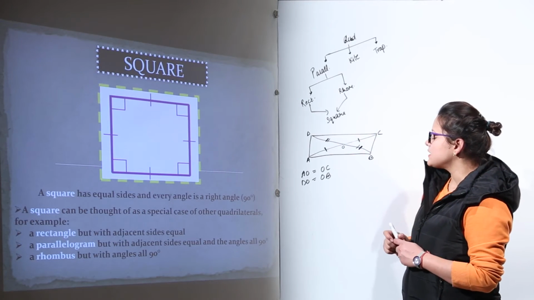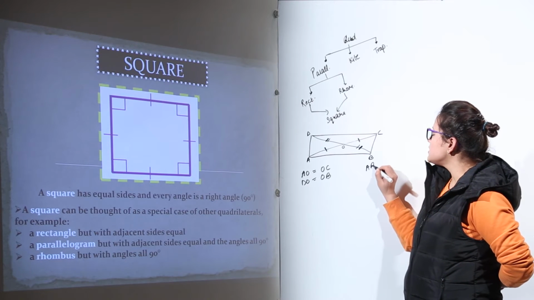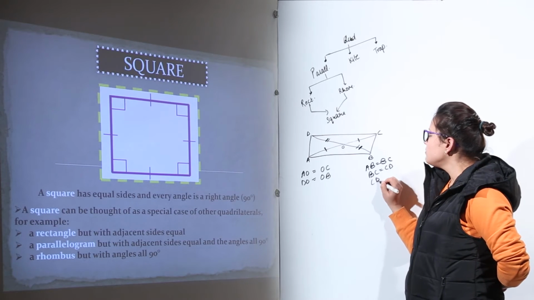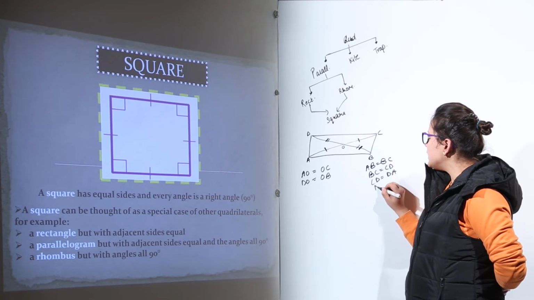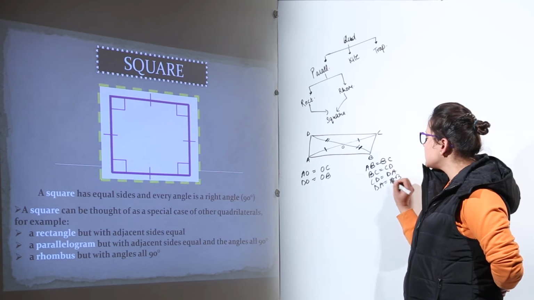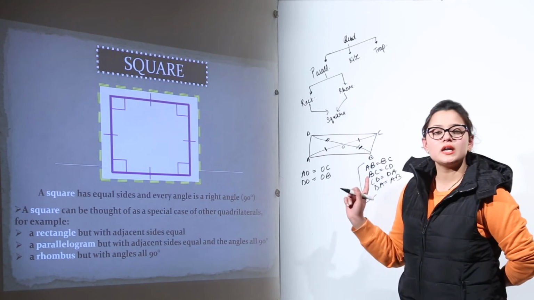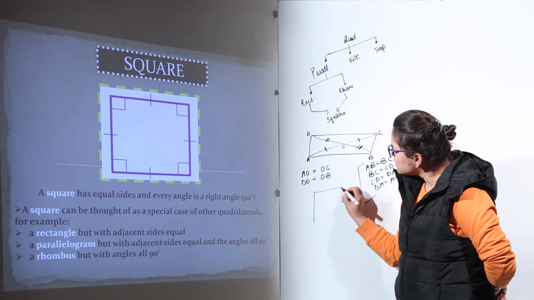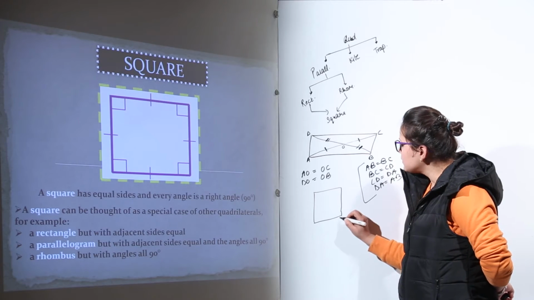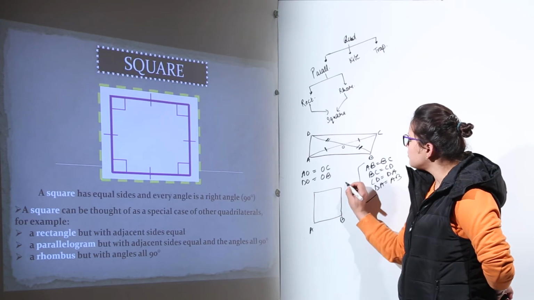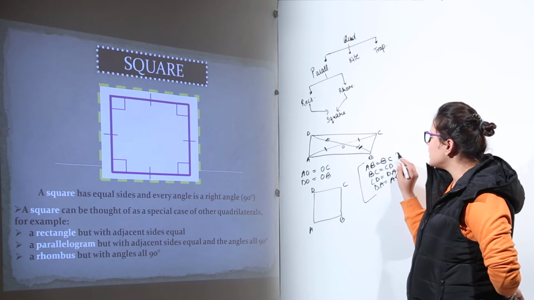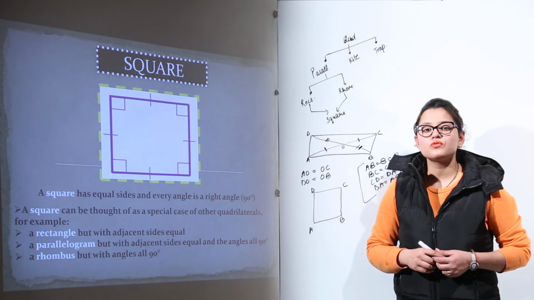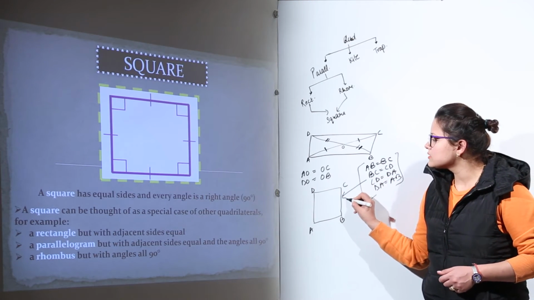If its adjacent sides are equal, that means AB is equal to BC, BC would be equal to CD, CD will be equal to DA, and DA will be equal to AB. These are the adjacent sides of a rectangle. If adjacent sides of a rectangle are equal, just think, isn't it going to make a square only, right? That means a square is a type of rectangle but it has all the adjacent sides equal. That means if you make all the adjacent sides of a rectangle equal, it will become a square.